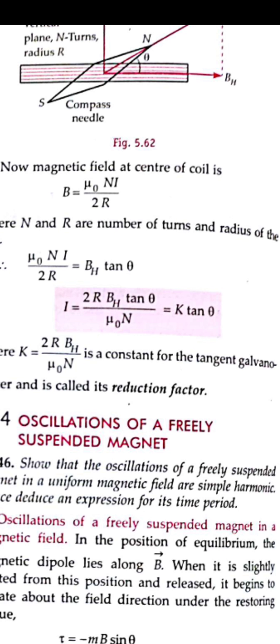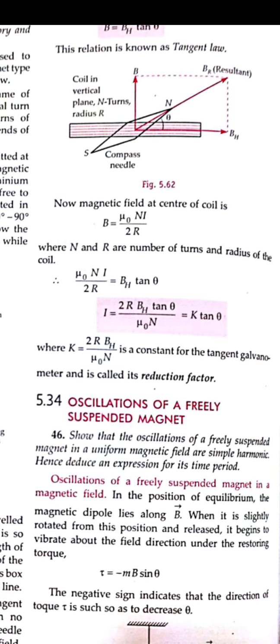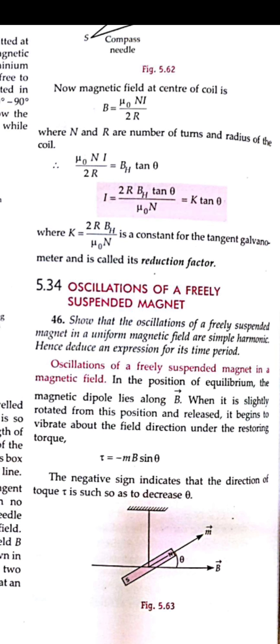N is the number of turns, r is the radius of the circular scale, and BH is the Earth's magnetic field, which is always equal to 1 Gauss, that is 10 to the power minus 4 Tesla. Sometimes it is 10 to the power minus 5 also. And N will be the number of turns according to the question. So from here we can find the relation between I and tan theta. This is the tangent galvanometer's constant, called the reduction factor. So this is the tangent galvanometer device.